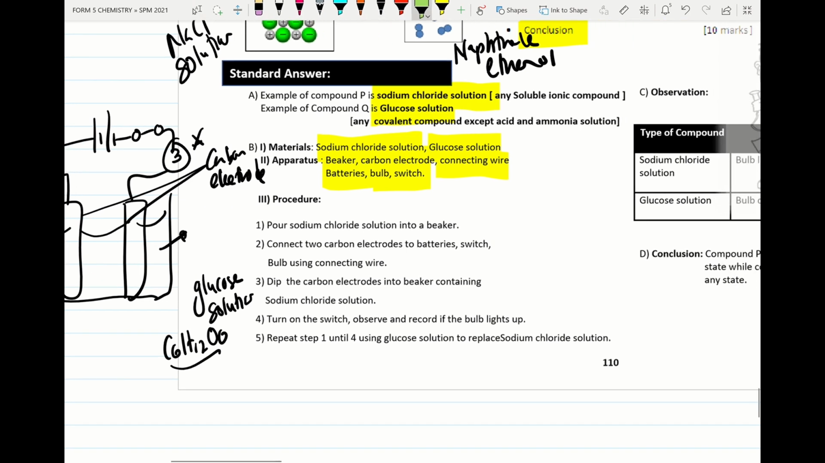So how to answer this question? For the procedure: pour sodium chloride solution into a beaker, connect two carbon electrodes to the battery, switch, and bulb using connecting wire.